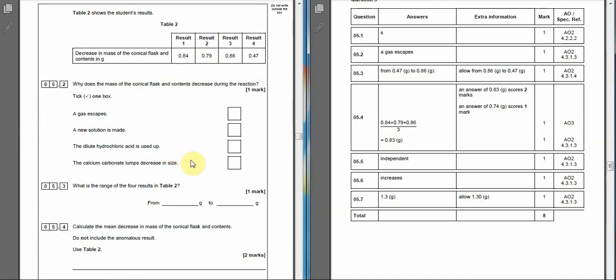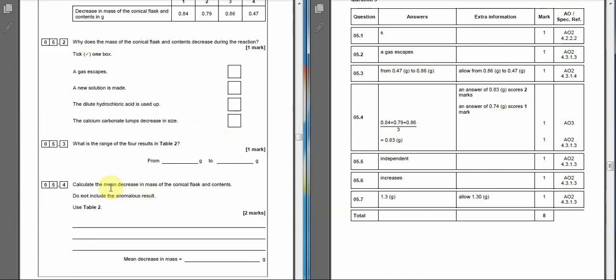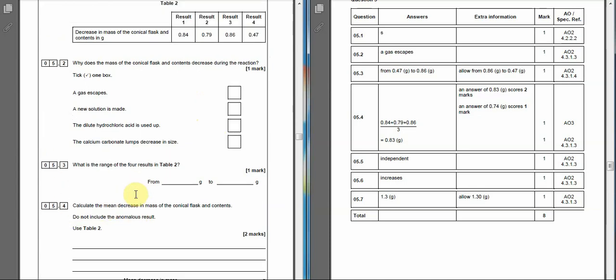What's the range? We've got a range here in this table going from 0.47 all the way up to 0.86. All right. When it asks us to calculate the mean, because it's a foundation question, it's very specific, and it says do not include the anomalous result. So if you ignore that instruction and just add them all up and divide them by 4, you can only get one of the 2 marks.